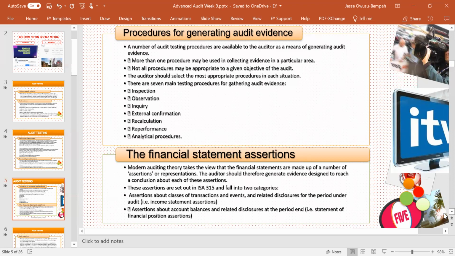These assertions are set out in ISA 315 and fall into 2 categories: assertions about classes of transactions, in other words income statement assertions, and assertions about account balances, which are statement of financial position assertions. So you have 1, your income statement assertions, and 2, your statement of financial position assertions. So these are the 2 main classes of assertions.